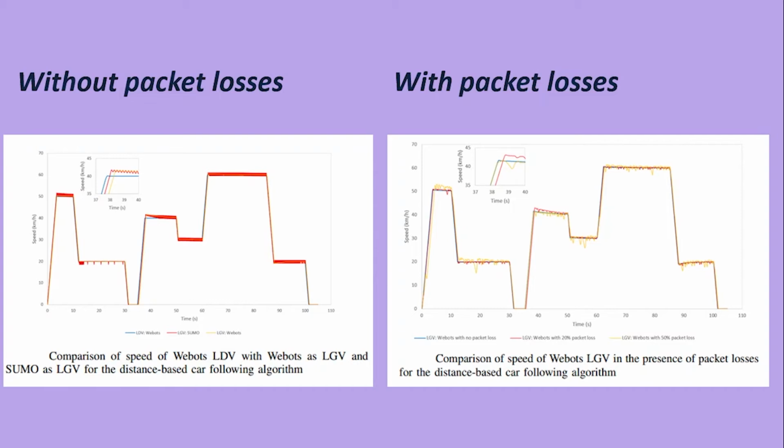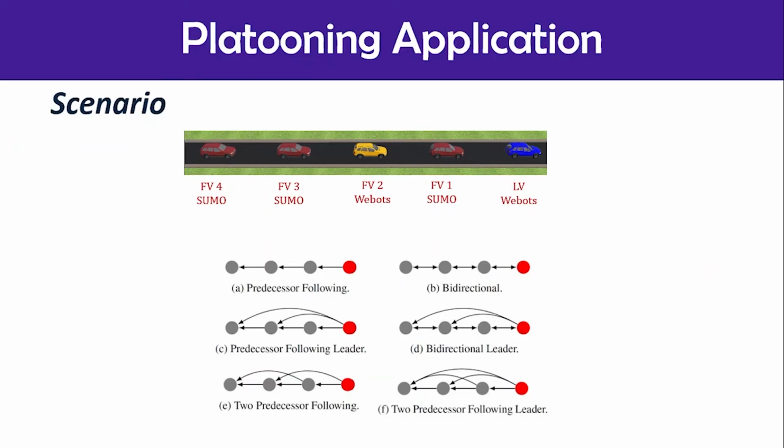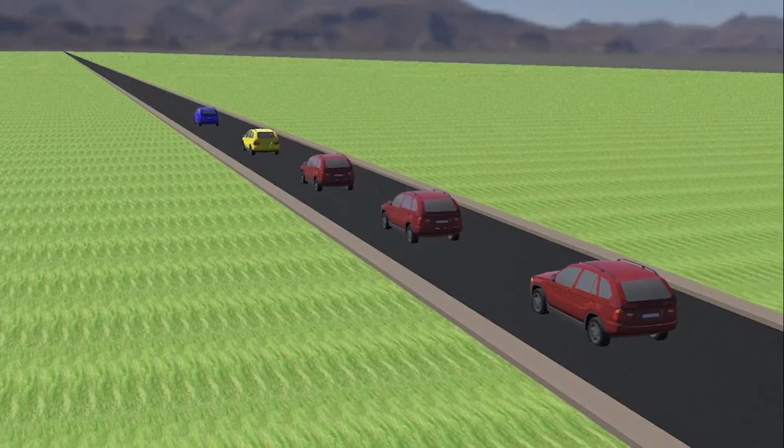Then we see some applications running on our simulated platform. Platooning shows that the integrated simulation environment can be used to evaluate mixed traffic scenarios with one vehicle operated in real time added to simulated traffic. This is the demo for the platooning application.